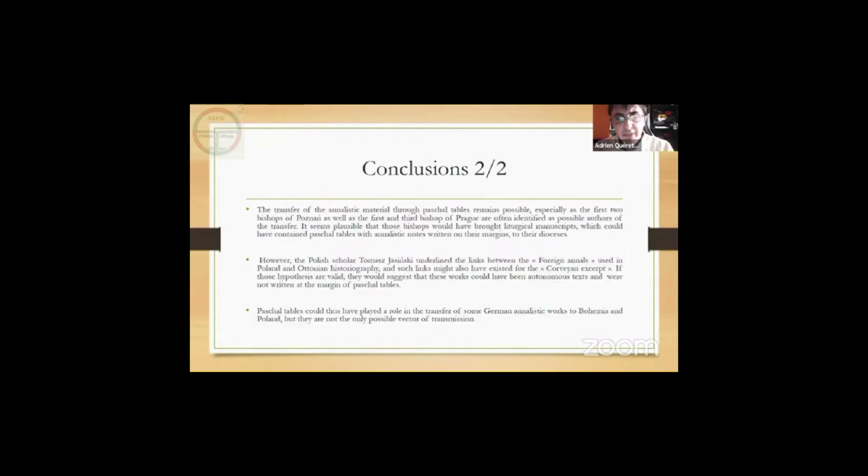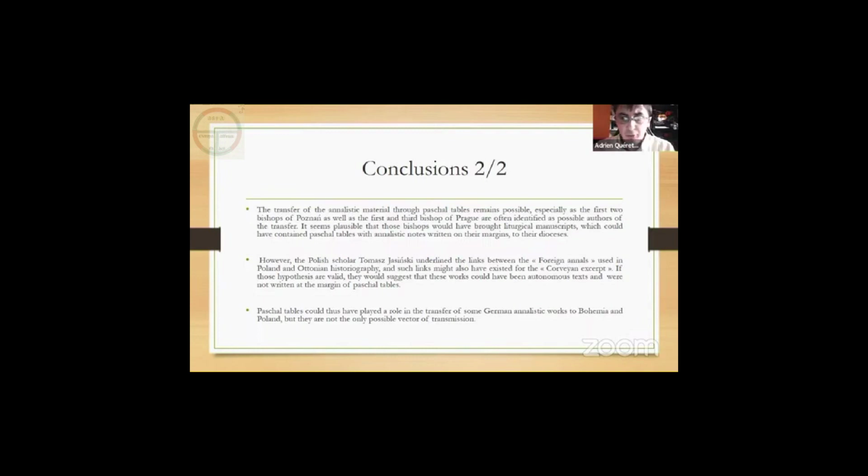The transfer of the annalistic material on Paschal tables remained possible, especially as the first two bishops of Poznań, so the first Polish bishopric, as well as the first and third bishop of Prague, are also identified as possible authors of the transfer of this annalistic material. It seems plausible that those bishops would have brought liturgical manuscripts, which could have contained Paschal tables with annalistic notes written on their margins, to their dioceses.